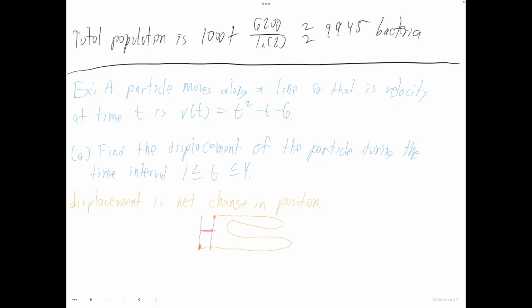Okay, and so we did talk about this once before. I'm just reminding you of it again. And so since it's the net change in position, well, we just want to take the antiderivative, or the definite integral, of the velocity, because velocity is the derivative of position.